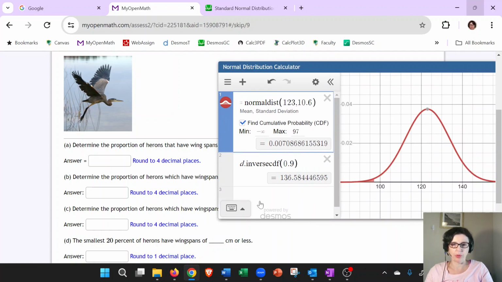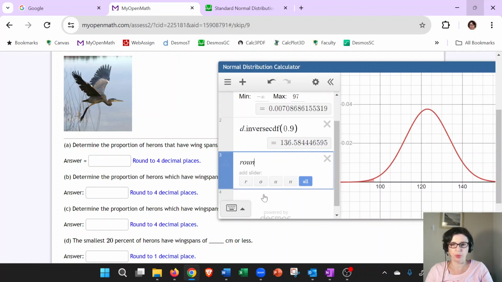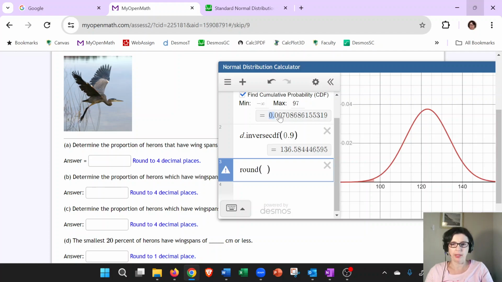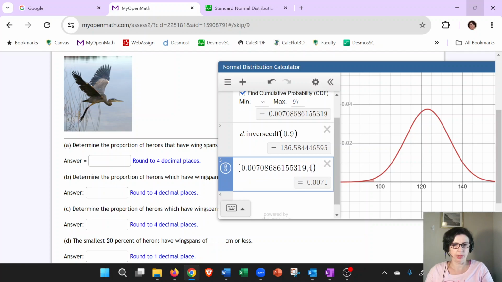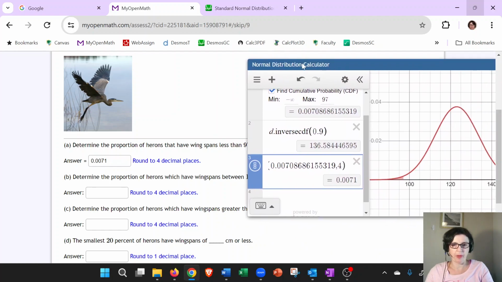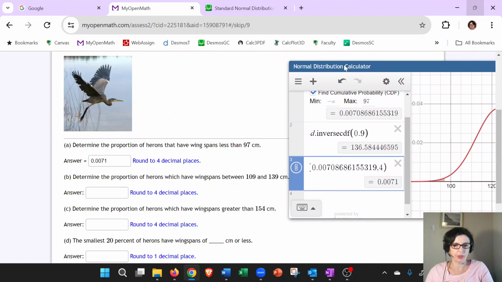Now, if you want to round it to 4 decimal places, you can just put round and then highlight the number over here. Paste that here and say 4. Okay, so that's going to be my answer, 0.0071. So very, very small number of herons have wingspan of less than 97 centimeters.